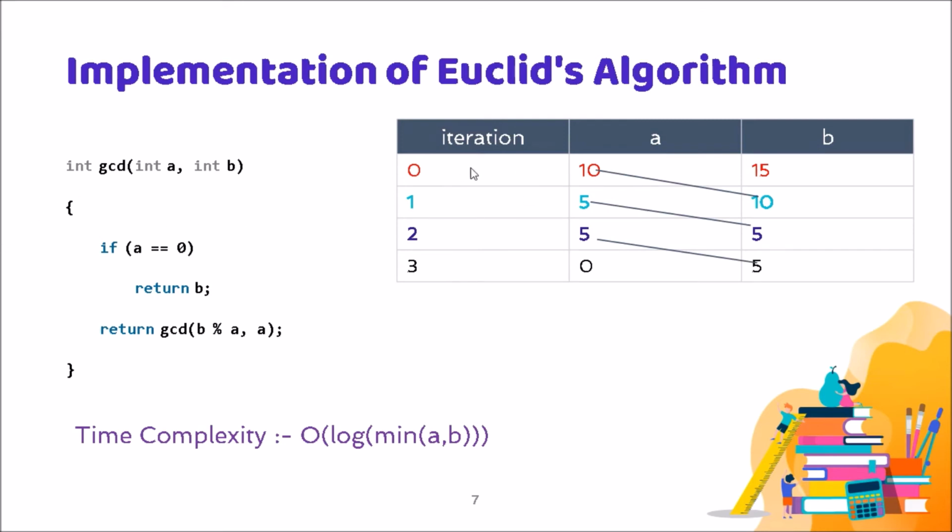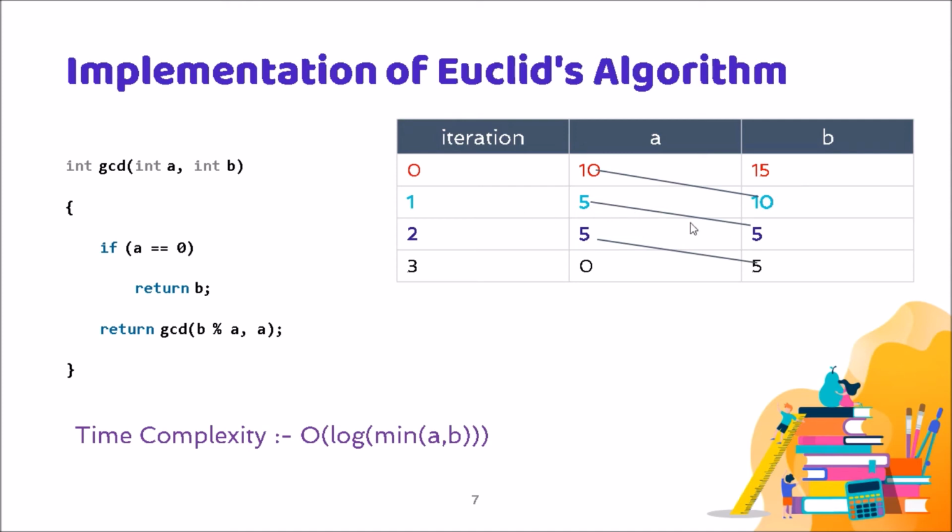In iteration 0, we have 10, 15 as a and b. What will happen in iteration 1? We recall the GCD function with a equal to b mod a. Then b mod a is equal to 15 mod 10, which is just 5. So a will be 5 for the next iteration and b will be 10. In the next iteration, we modify a with the previous b mod a and b with the previous a.